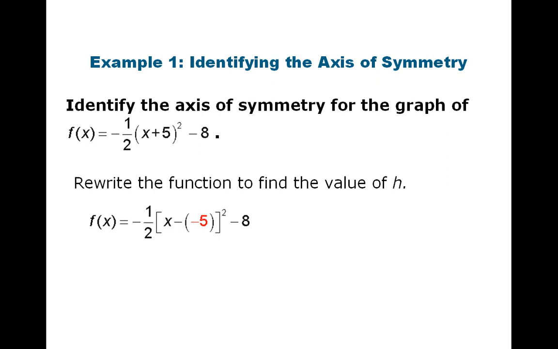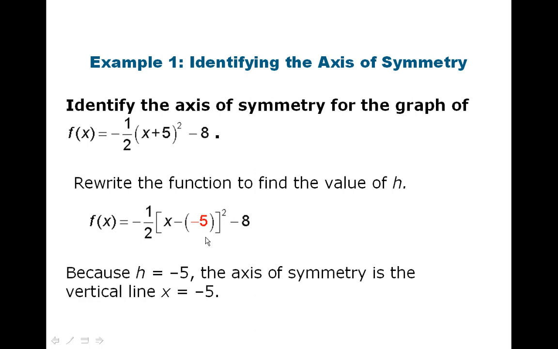Another way you could think about this is, remember in vertex form we have it set up as x minus h. So if we want to figure out the value of h, we know it's -5. And because h is -5, and therefore the x value of the vertex is -5, the axis of symmetry is the vertical line x = -5.